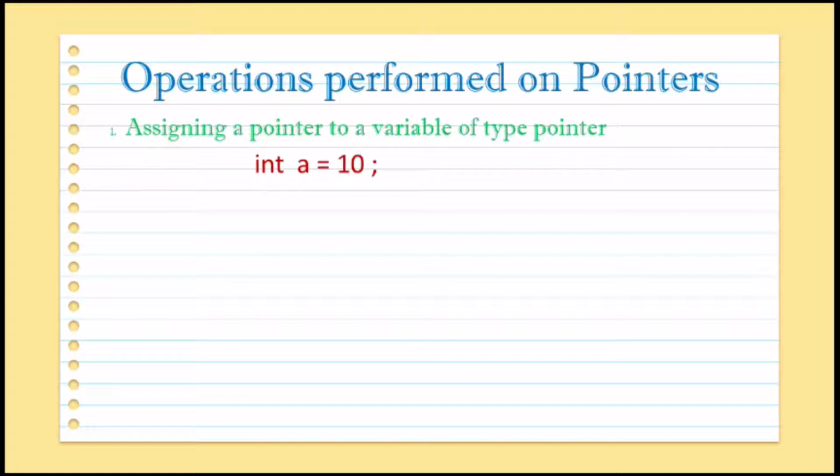So here first we have declared one integer variable, that is variable a, and we have assigned value 10 to variable a. So variable a will hold the value 10. Next we have declared two pointer variables, that is p1 and p2, and in this line we have just declared two pointer variables and haven't initialized any address to those variables.